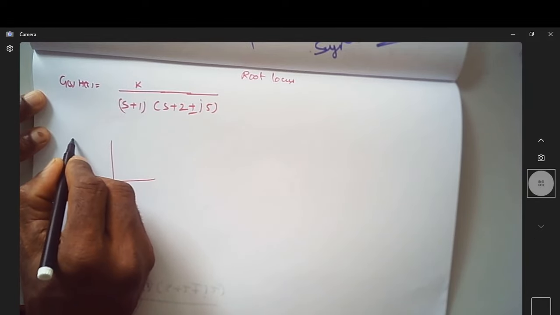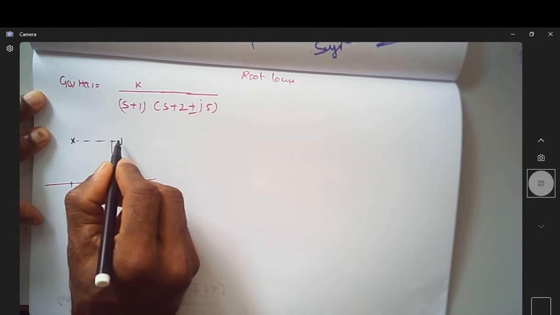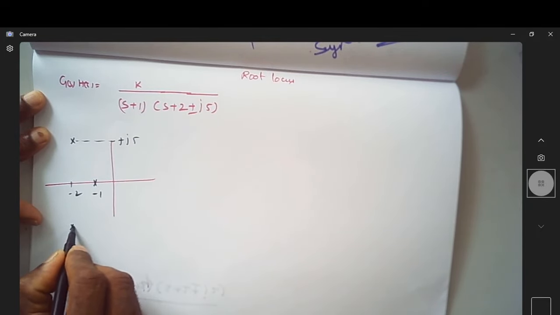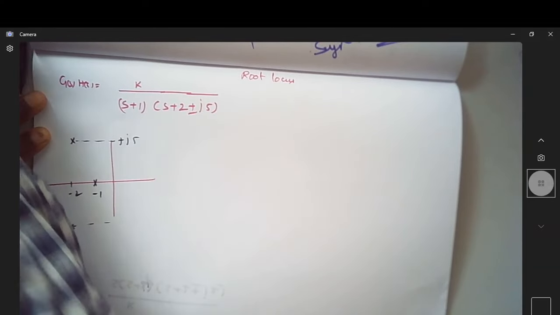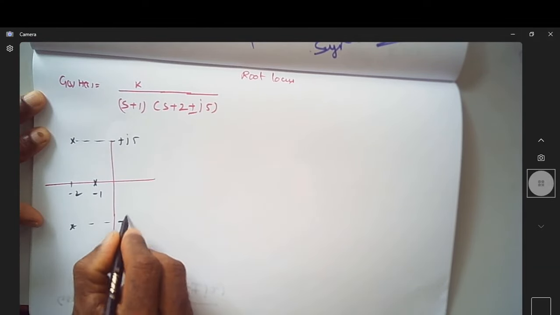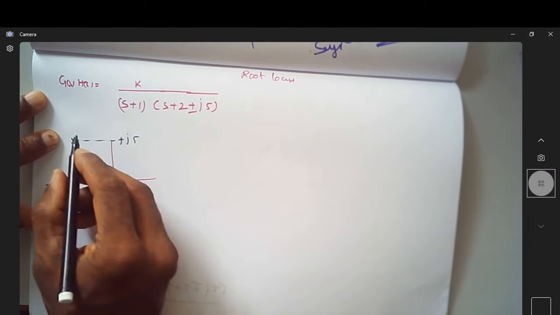So let us consider this as plus j5 and then maybe somewhere here it is. So let me take this as minus j5. So this is the real axis.